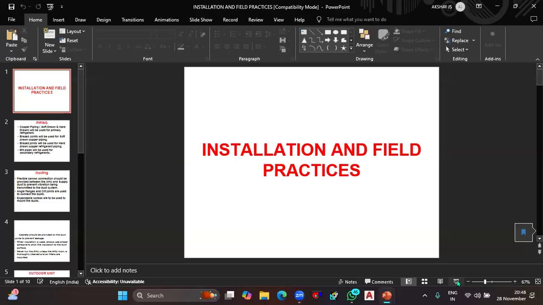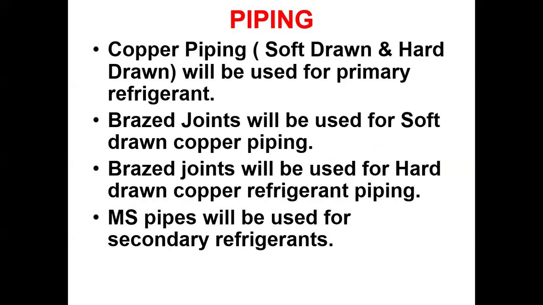The next one is installation and field practices. It's a very basic thing, which means some precautions that you need to consider while going to a site. First, the piping side knowledge. Beyond theory, we must know some base stuff, such as we will be using soft drawn pipes and hard drawn pipes for the primary refrigerants, isn't it? Soft drawn should be used for below 4 ton application, and hard drawn pipes are used for above 5 ton application.